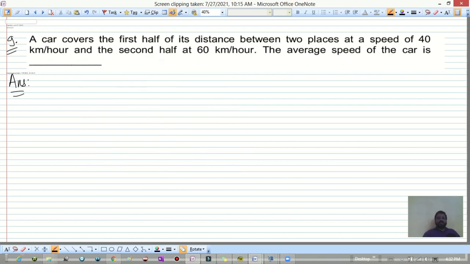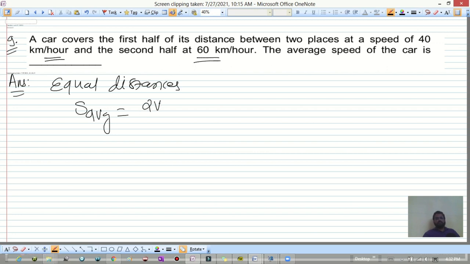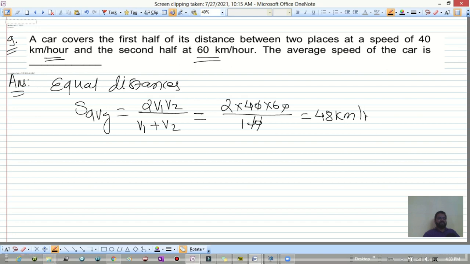Next, a car covers the first half of its distance between two places at a speed of 40 km per hour and the second half at 60 km per hour. Average speed? So see here, average speed formula for equal distances is 2 v1 v2 divided by v1 plus v2, and that is equal to 2 into 40 into 60 divided by 100. So it is 48 kilometer per hour. So the answer for this is 48 kilometer per hour. So I hope this is clear.